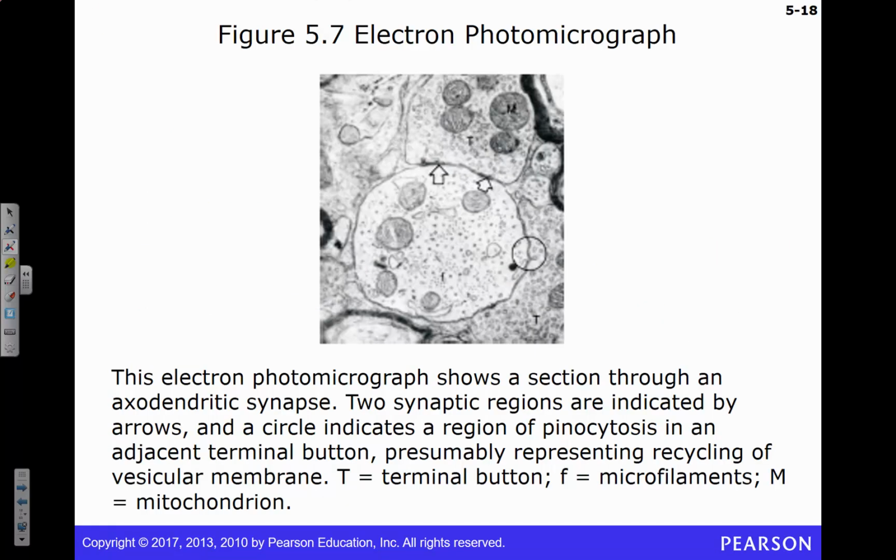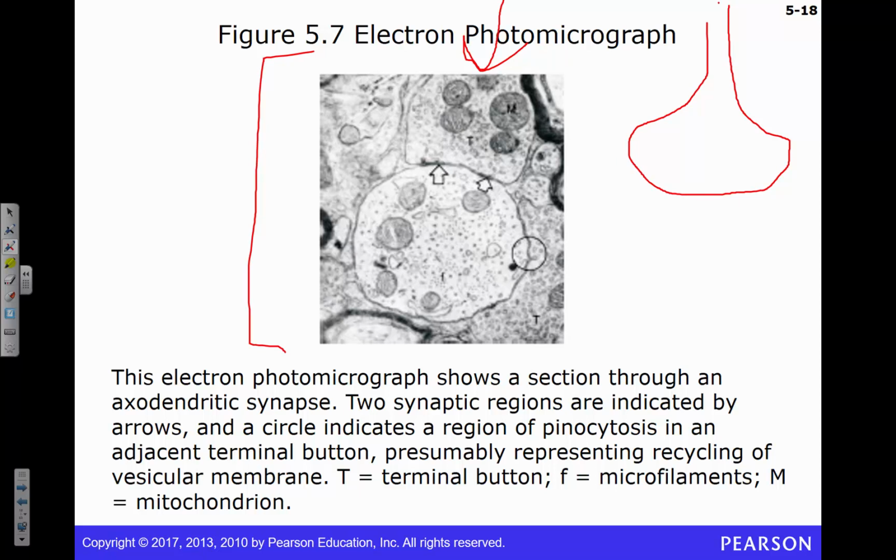This is an electron micrograph. Okay, so that's super cool. This coming down is a terminal. Remember that thing that was shaped like this? You can kind of follow that membrane around. These guys that are round and have stacks in them, those are mitochondria. How many of you are familiar with mitochondria? You've got a few of them. So they're there.